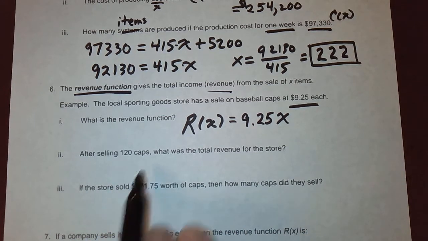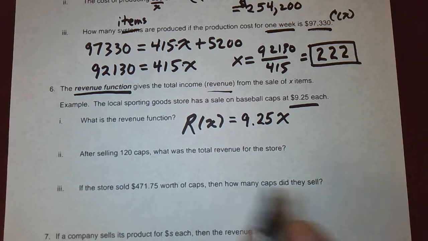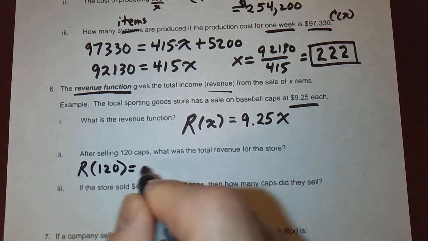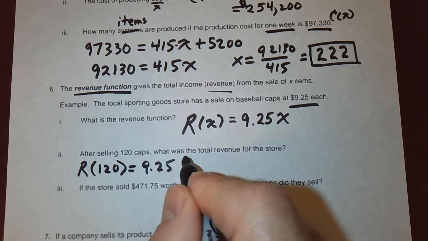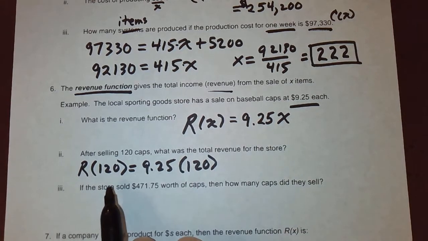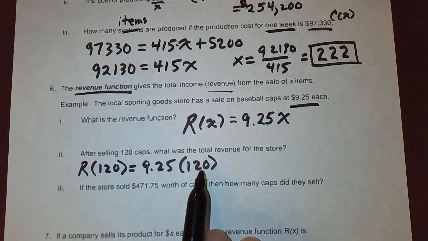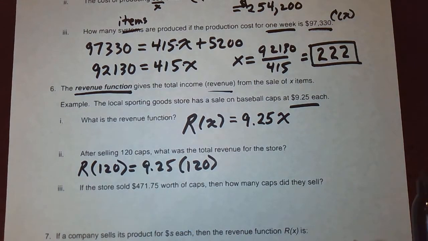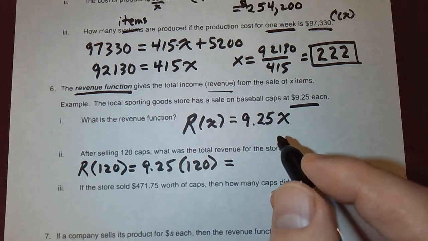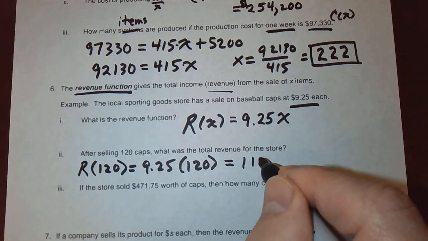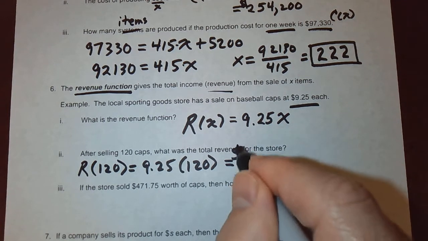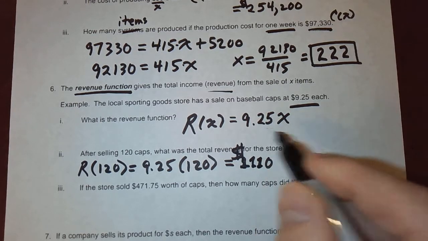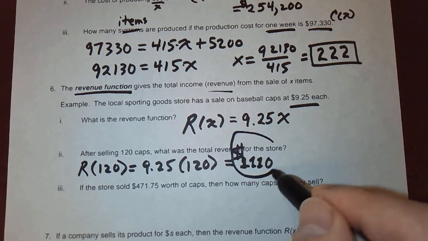Okay, after selling 120 caps, what was the revenue for the store? Well, the revenue from 120 hats is 9.25 times 120. Again, 120 is the quantity, 120 hats, $9.25 each. And let's see, if I multiply that out, I get $1,110.